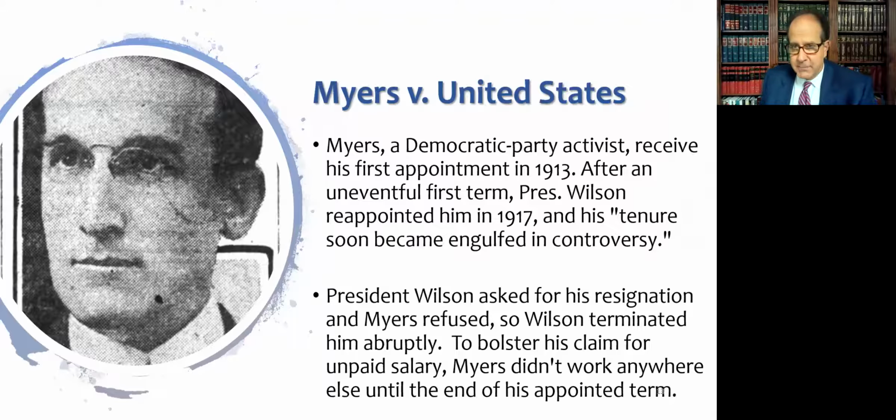So Myers had been a Democratic Party activist, or party operative. He was very active. He supported some people's campaigns to Congress and was rewarded for that with this kind of cushy job running the local post office. It paid well, and you got a position of authority. This was the way that politicians in Washington would reward people who helped them get elected, by giving them post office positions. So he received his first appointment in 1913.